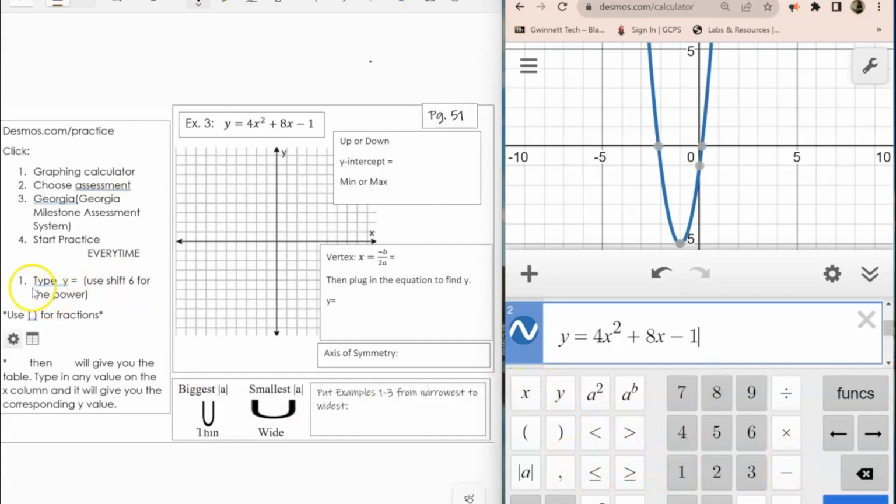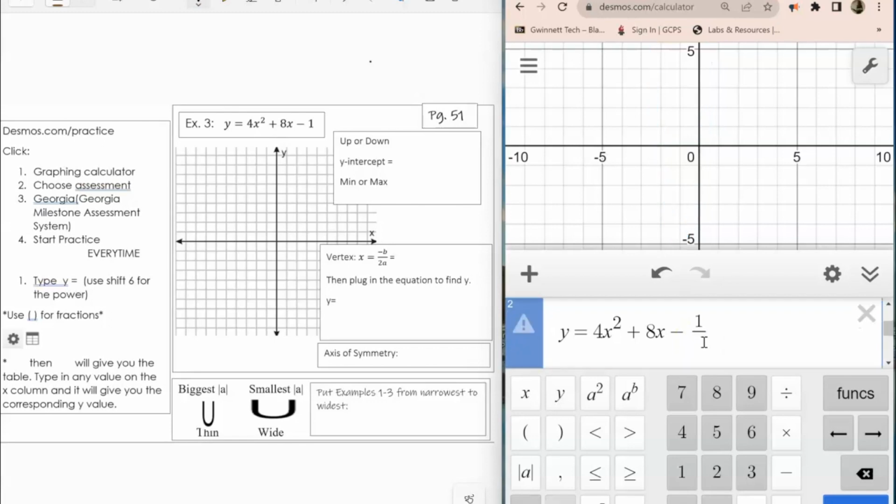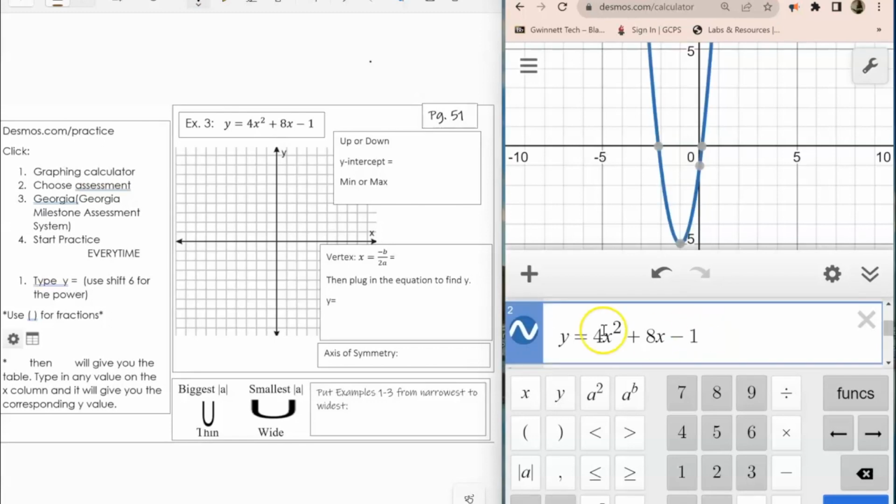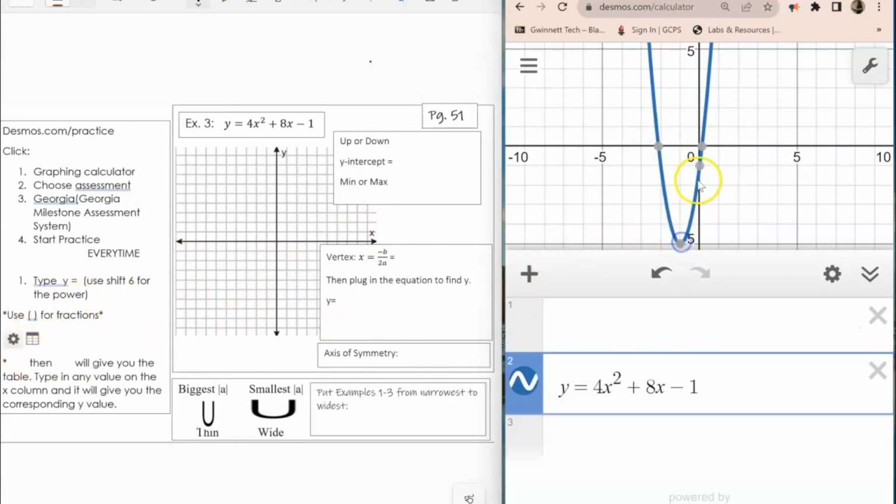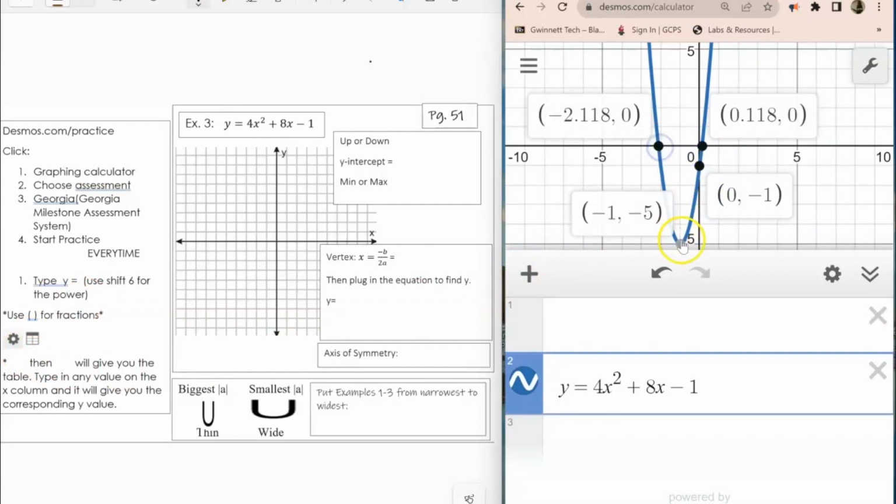So type in y equals, use shift 6 for the power, and use parentheses if you have any fractions. If I was putting in minus 1/4, for example, I just want to make sure I put that in parentheses. Use the settings key, then you can hit table. You can make this a table so we can plot some points. We do have enough points to transfer here, but we can find it more specifically.